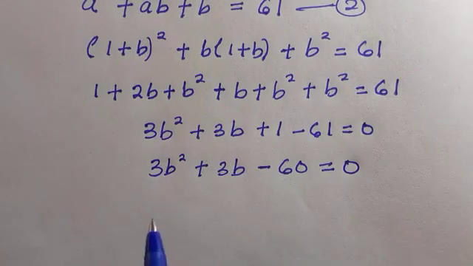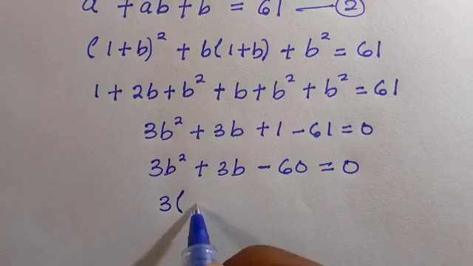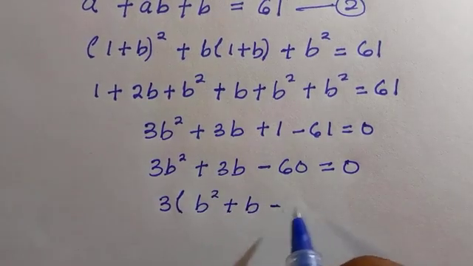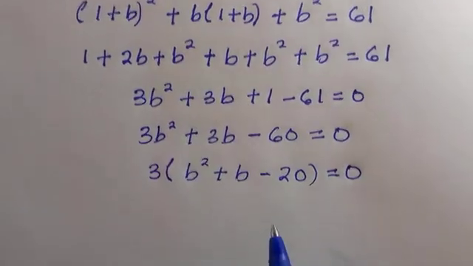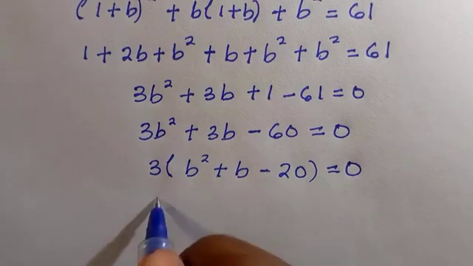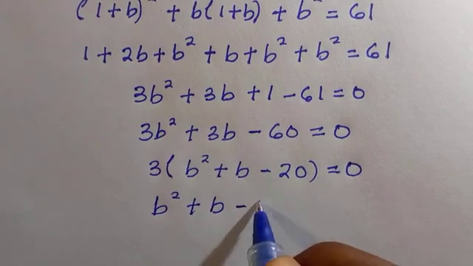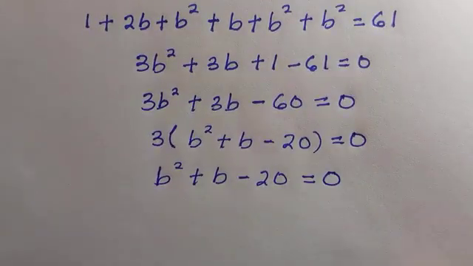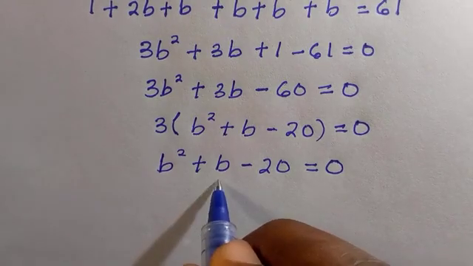What we can do here is take out 3, as it is a factor of everything. Dividing both sides by 3, the end result is b squared plus b minus 20 equals 0. This gives a quadratic equation, which you can solve by the factorization method because it is factorizable.